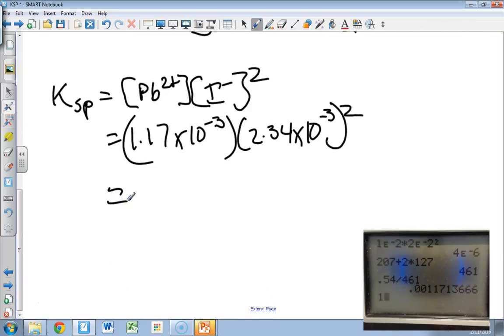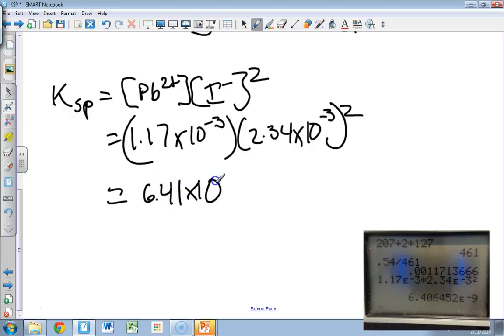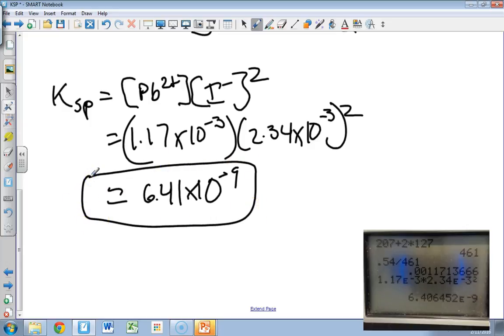Okay, so 1.17 times 10 to the minus 3 times 2.34 times 10 to the minus 3 squared. Again, orders of operations. The squared is going to happen before the multiplication. So we get that KSP equals 6.41 times 10 to the minus 9. Okay, and that's our KSP.